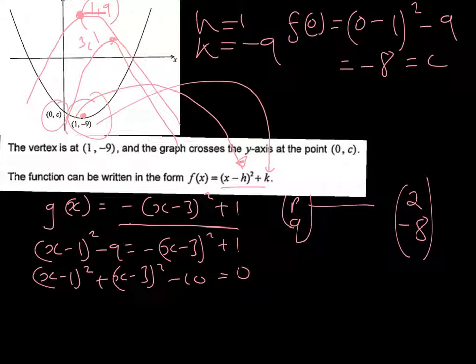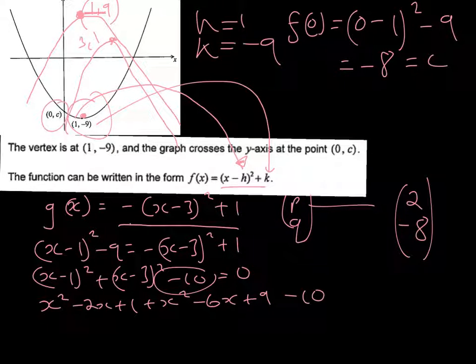If I then expand that, in the first bracket I will have x squared minus 2x plus 1, and the second bracket will give me plus x squared minus 6x plus 9, and then I've still got this negative 10 here equals 0. So I can simplify that, which will give me 2x squared minus 8x, which is equal to 0, and I can factor out the 2x, which leaves me with (x minus 4).